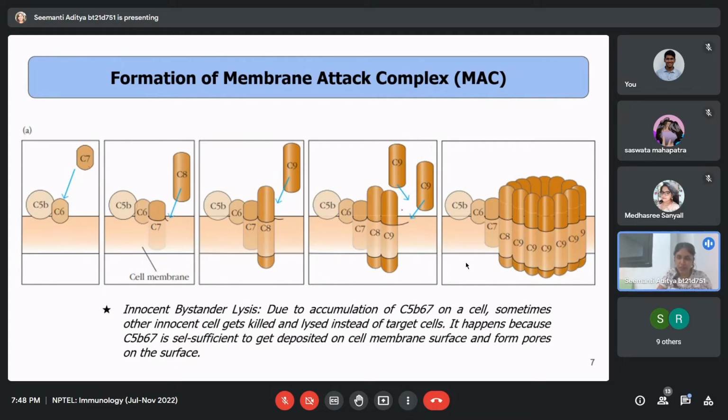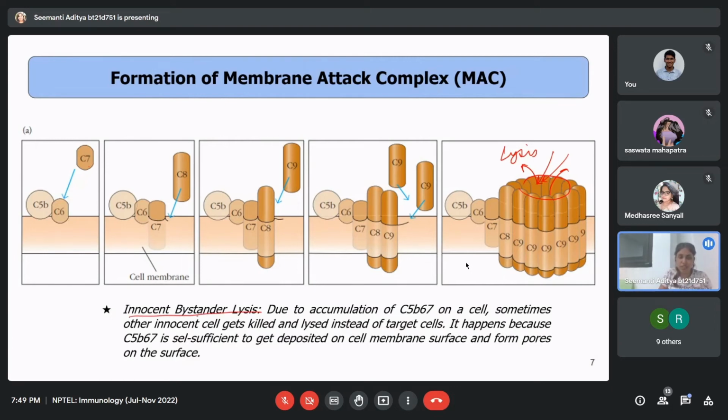There will be multiple monomeric units of C9, and this will form a huge pore in the cell membrane of the bacterial or the viral or whatever pathogen. And from here, water might come out or water will enter, and this will cause lysis of the cells. So here one important term is innocent bystander lysis.